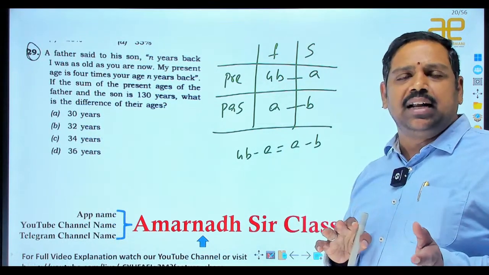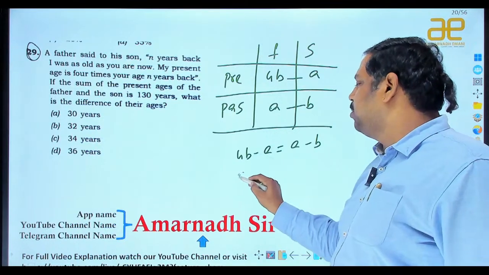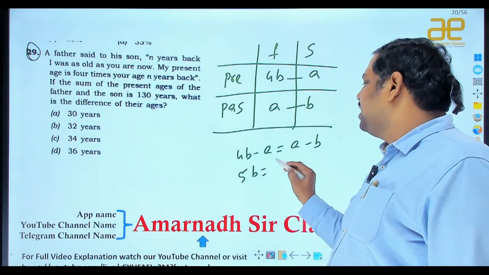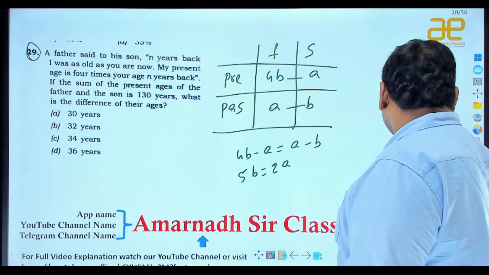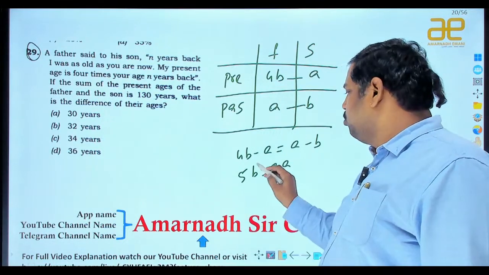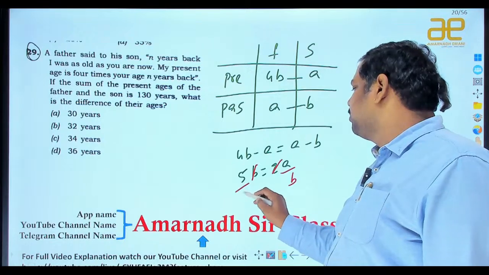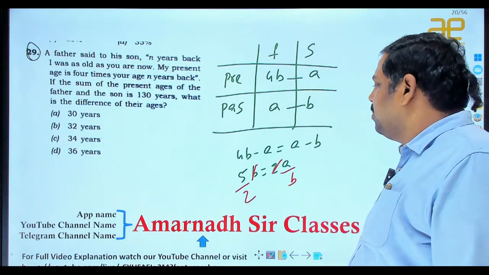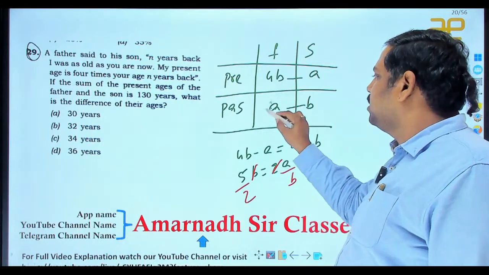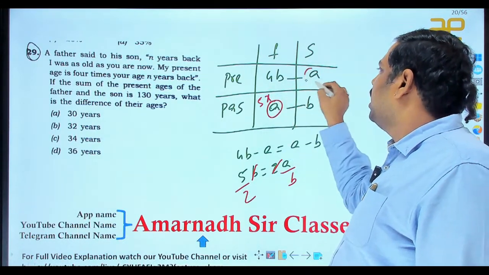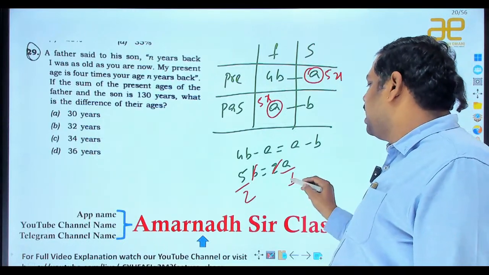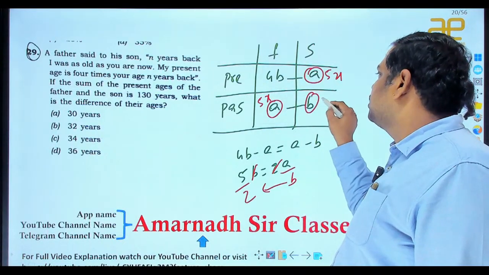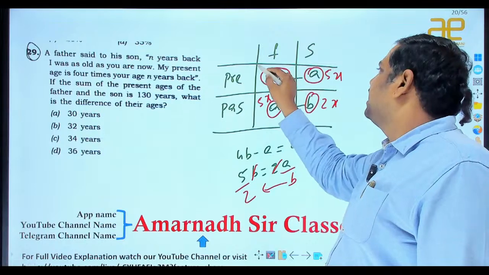Segregate all B's on one side, all A's on one side. Move the minus B to this side, it will be 5B. Move the minus A to this side, it will be 2A. And write A by B. Move the B to this side and the 2 to this side. A by B are in the ratio 5:2. Means I can say that A is 5x and B is 2x. If B is 2x, 4B means 8x.